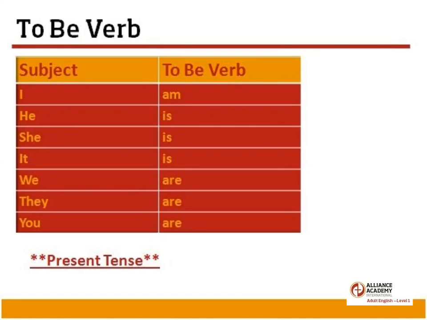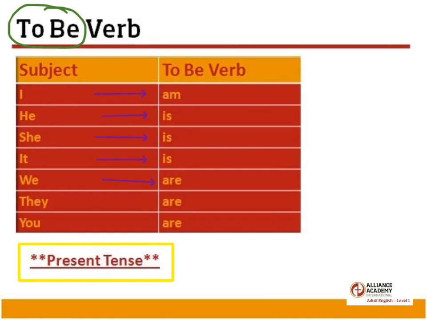Moving on, we are now talking about the verb to be in present tense. So we will be conjugating the verb to be in present tense. I am, he is, she is, it is, we are, they are, and you are. Again, we're conjugating these verbs in present tense.